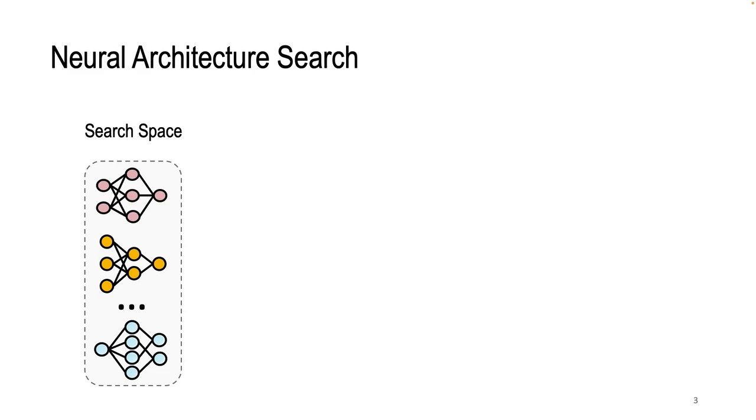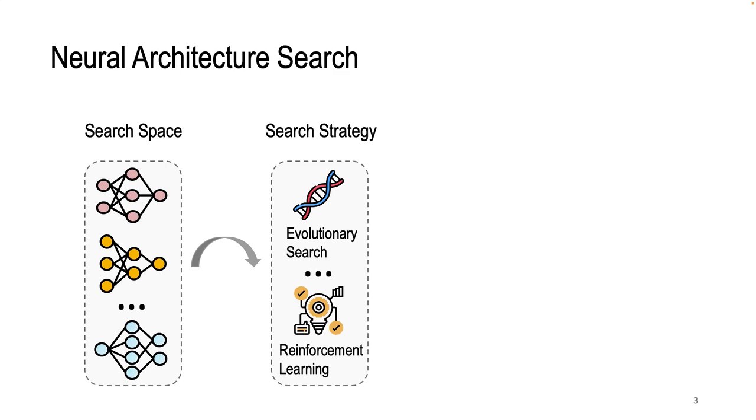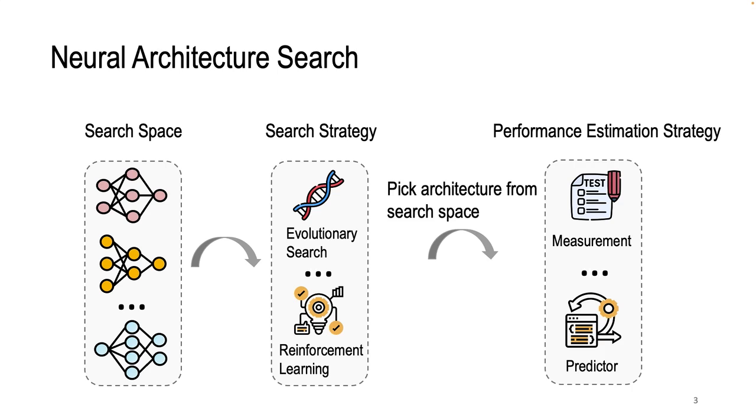Neural architecture search, or NAS, has been proposed to efficiently automate the design of neural architectures. A typical process of NAS starts with a search strategy selecting an architecture from a predefined search space. Then the architecture is passed to a performance estimation strategy, which returns the estimated performance back to the search strategy.